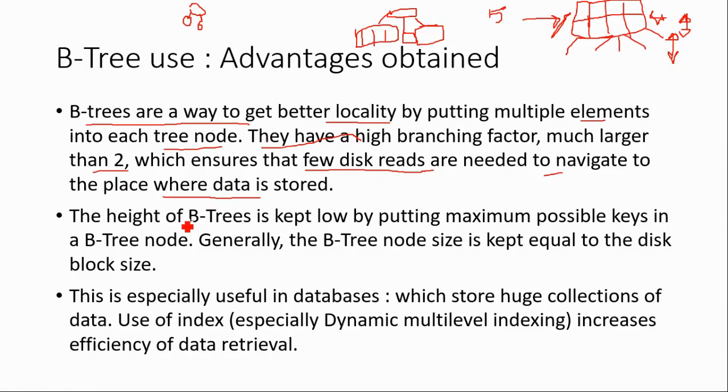So the next point also says that the height of a BT is kept low by putting the maximum possible keys in a BT node, that we have discussed. Now the fact is that the BT node size is kept equal to the disk block size. As we have said, data transfer from secondary memory to primary memory occurs in terms of disk blocks. So a BT node size is also kept equal to that disk block size, such that one disk block carries most of the data that we require.